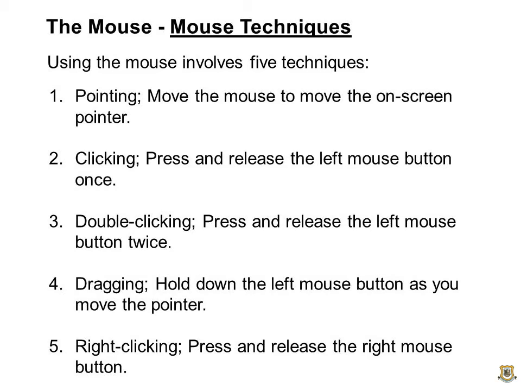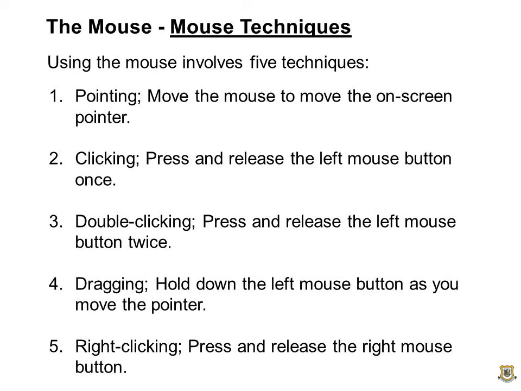Yes, look at the pointing. When you point to your friend, saying come here my friend, that is like you are using the mouse to point to the screen. That is pointing. Then clicking, that means you are going to press it. You have to handle every part of the computer slightly. You press it and release, that is click. But when you press and release the left button twice, that is double clicking.